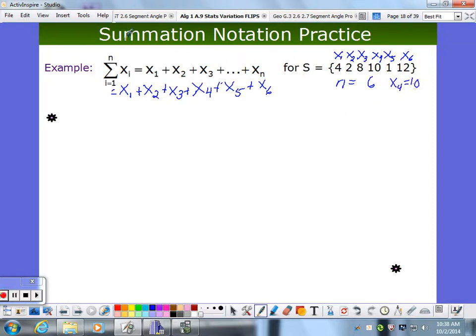So let's go back to this now. What's X sub 1? What's X sub 2? What's X sub 3? Right? What's X sub 4? Yeah. So what does this mean about this data set? Yeah, what am I doing to all these numbers? I'm adding them up. This is how we say add up all the numbers in a data set.